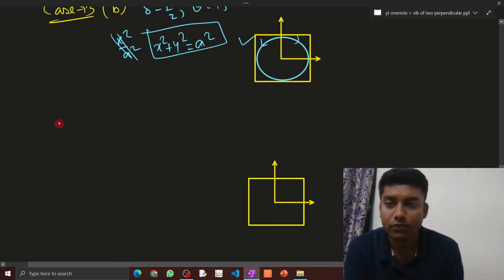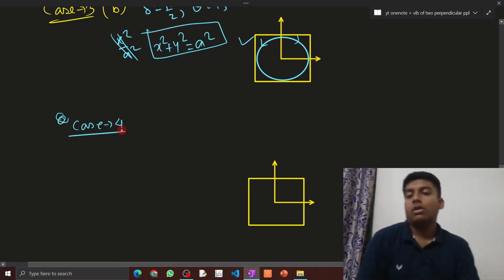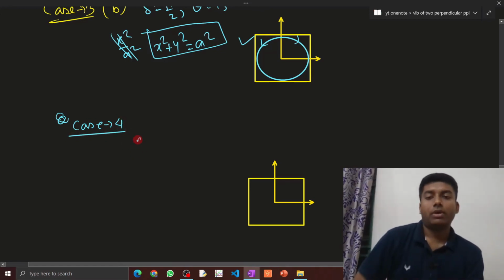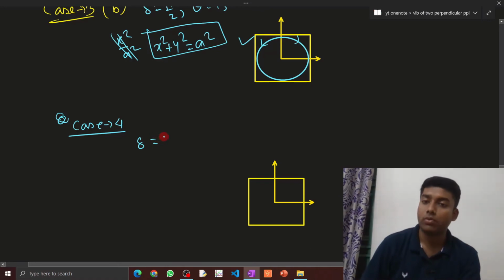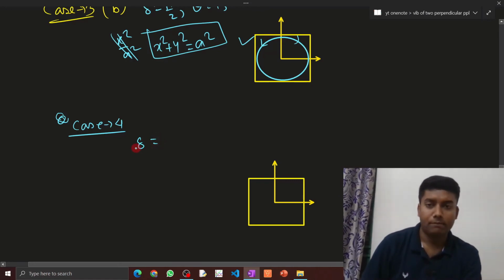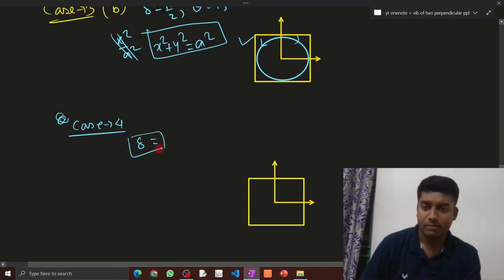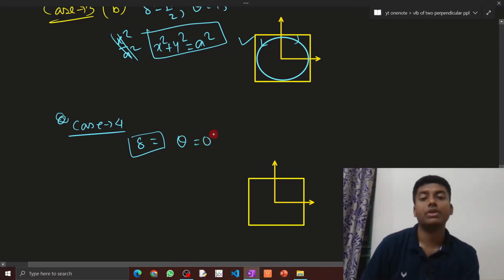Now, coming to our case number 4. Whatever may be the value of delta, if our theta is equal to 0 degrees, then what happens?